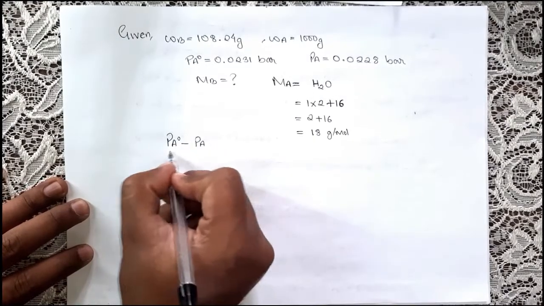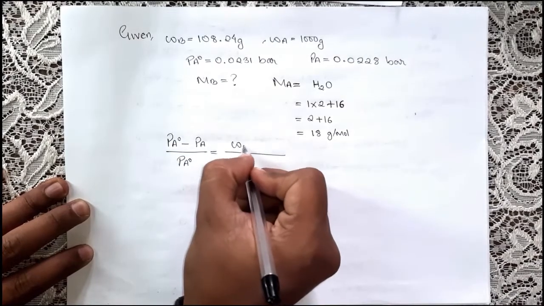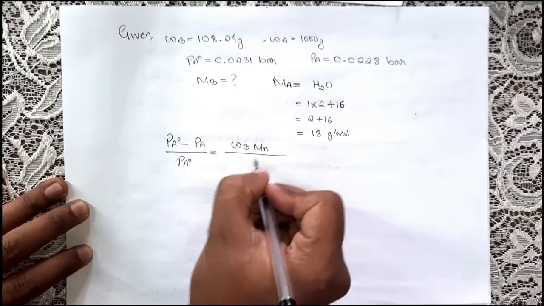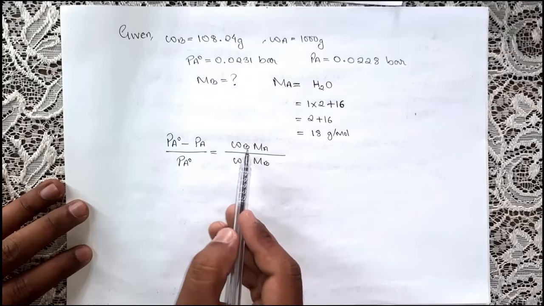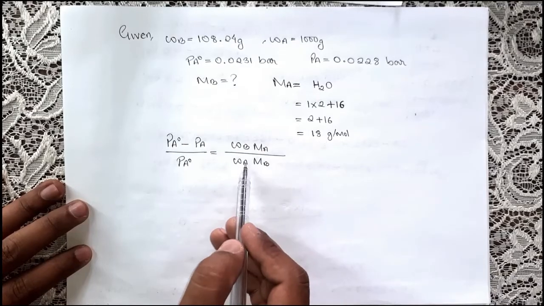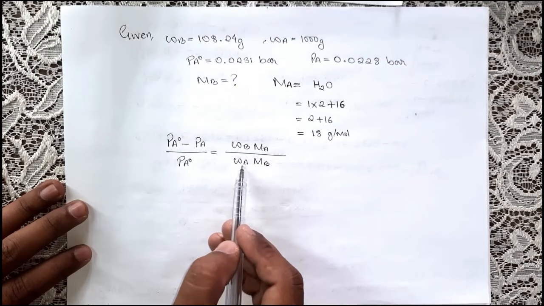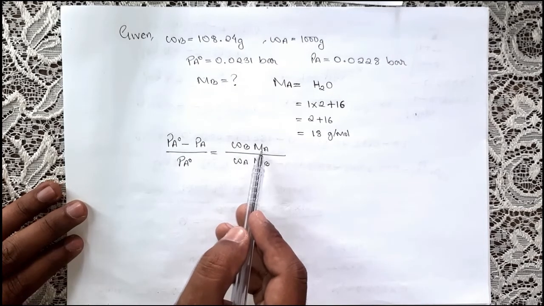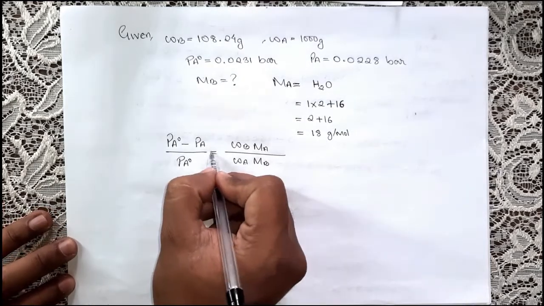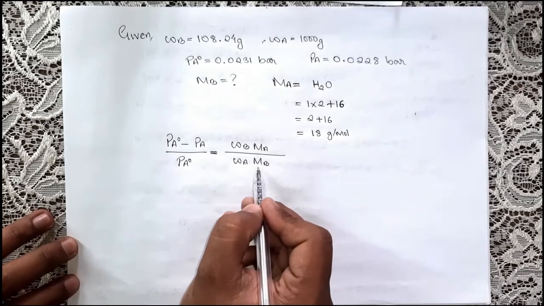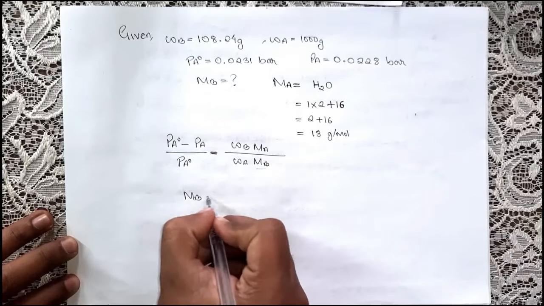So now what is the formula? We have PA0 minus PA divided by PA0 is equal to WB MA over WA MB. Just the opposite. If there is B out here, there is A. If there is A out here, there is B. If WB is on the upper side, WA will be on the lower side. If MA is on the upper side, MB will be on the lower side. Easy way to remember the formula.